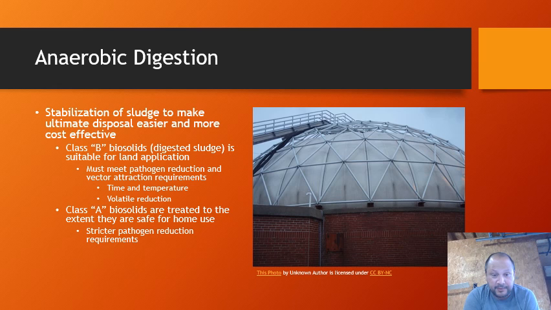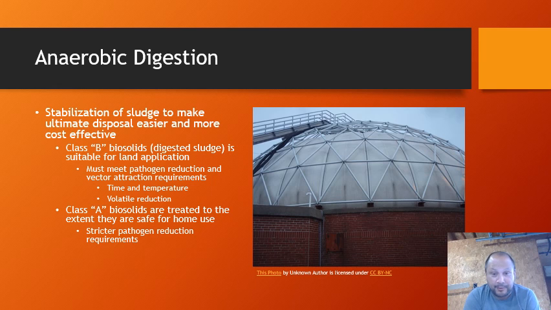So the purpose of anaerobic digestion really is to process the sludge and treat it to the extent that we can either apply it to local farm fields or treat it to the extent that it's safe for use as a fertilizer or a soil amendment by the general public. So this is called beneficial reuse. And when we beneficially reuse the sewage sludge, it goes from being sludge to being something called biosolids.